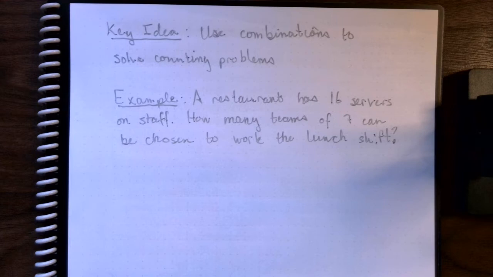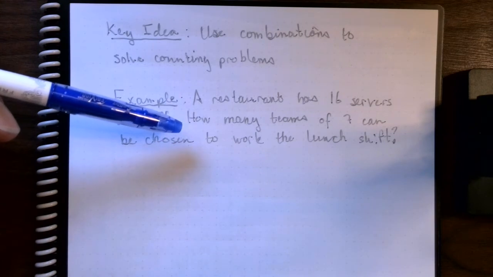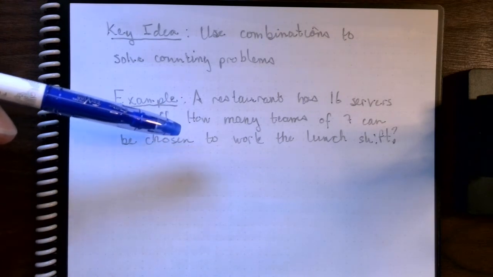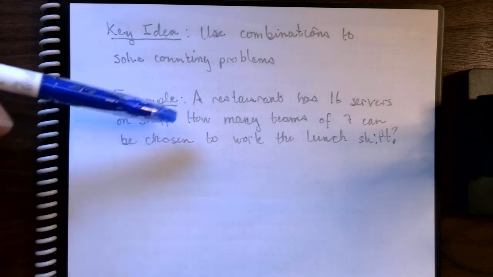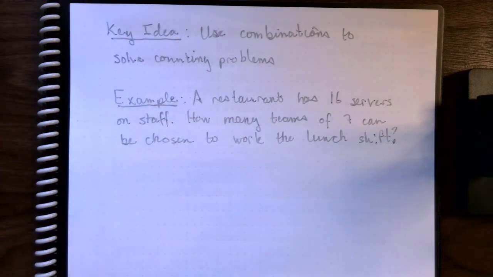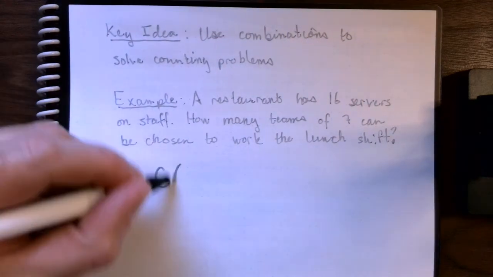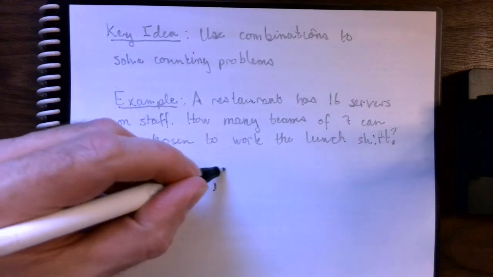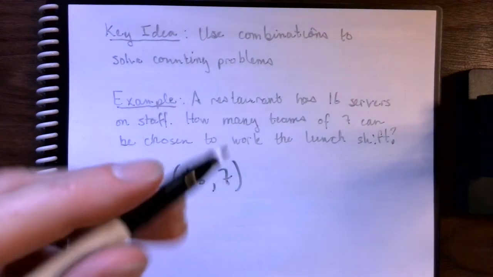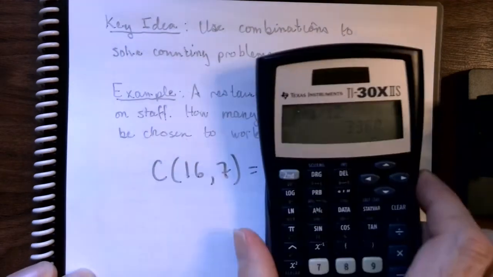It doesn't seem to indicate that anybody is going to be assigned any specific job, like nobody's going to be assigned a host. They're just all working as servers here, so I'm taking it that order doesn't matter. So I've got 16 people to choose from. I'm going to pick 7. So combination 16, 7. And I'll use my calculator to help me.